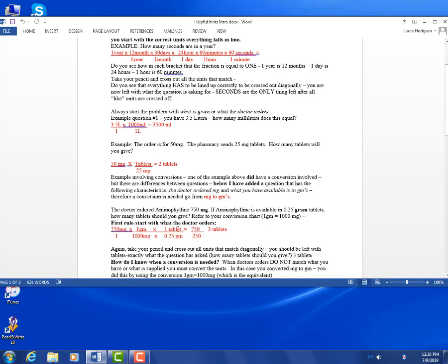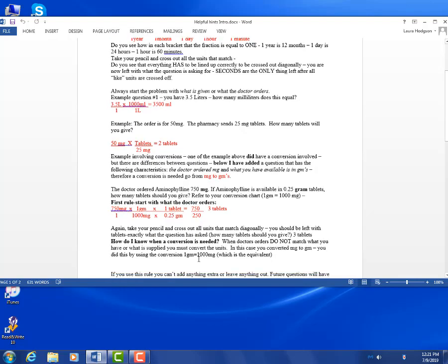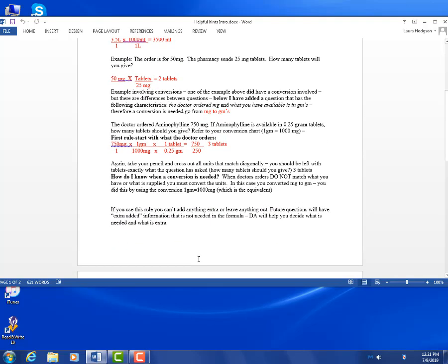0.25 grams in every tablet. So once you get done crossing out all of your like units, you're done. You have tablets left. That's exactly what the question is asking you. Straight across multiply, 750. Straight across multiply the bottom, 250. 750 divided by 250, you have 3 tablets. Again, you take a pencil, cross out everything that matches diagonally.